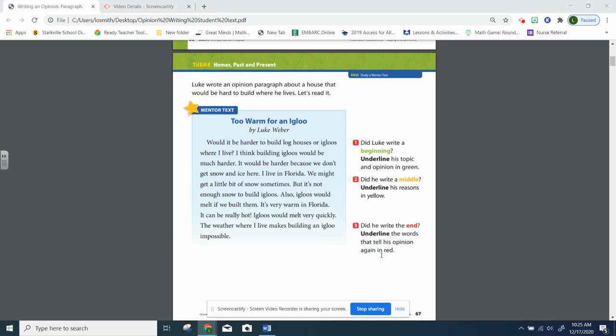Now, I want you to take the time to retell Luke's opinion and one of his reasons with a partner or a parent if you can. Okay, now we have just unpacked a mentor text.